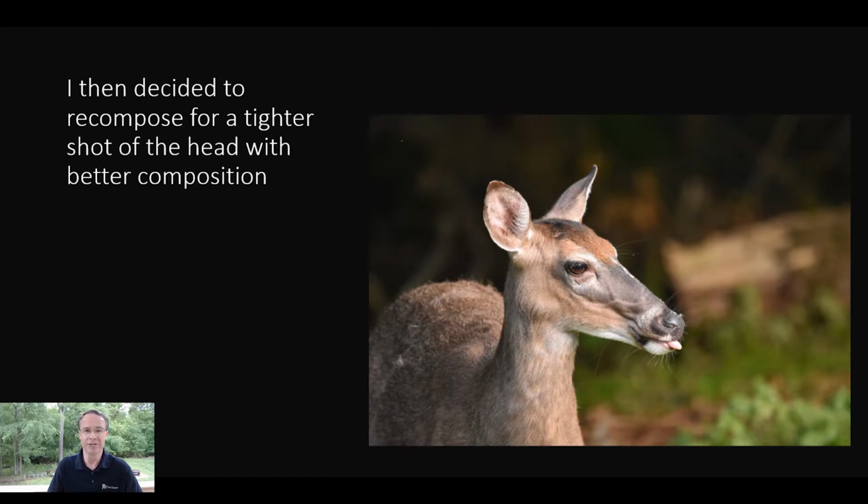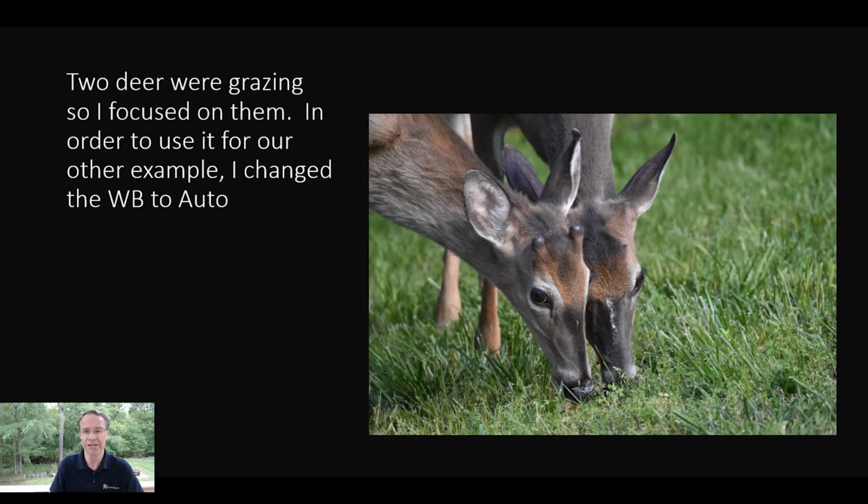I recomposed, went to horizontal, came in even tighter, and just wanted to get the deer's head looking into that sun, leaving some space compositionally in front of the head for that deer to look into visually in the picture. The two deer then started to graze, and I thought, well, that'd be kind of neat. So I started photographing the deer grazing, and knowing that we might be able to use some of these examples as white balance examples for some of our lessons, I switched my camera back to auto white balance. It's certainly not the white balance I knew I wanted, but it's the one that would give us some examples of the bluish tone versus the warmer tone of cloudy.